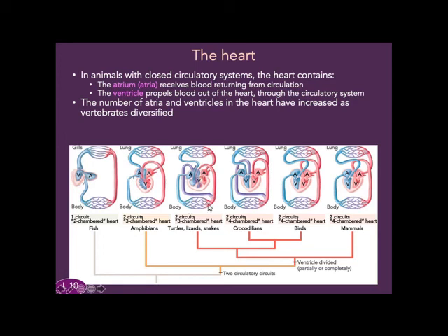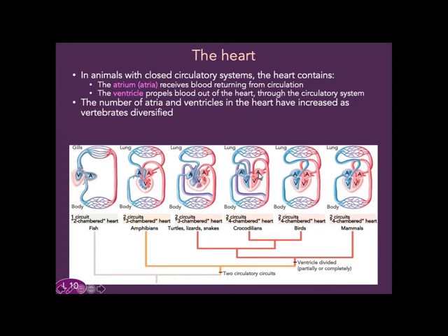You have this other path here. Deoxygenated blood is coming from the body into the atrium, where it's going into the ventricle and then being pumped into the lungs. And then we also have this other pathway here with the mixed blood, which is going back to the body. We have something similar happening with the crocodilians, except we have two separate ventricles.